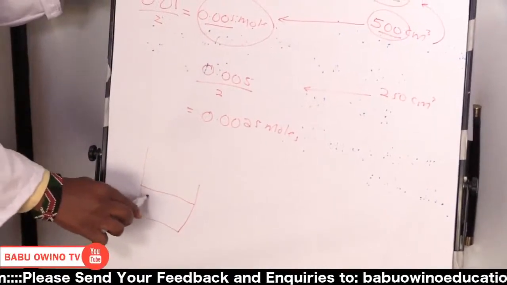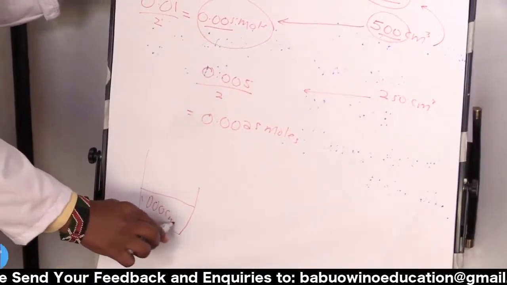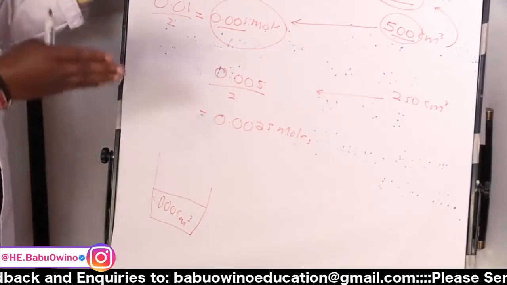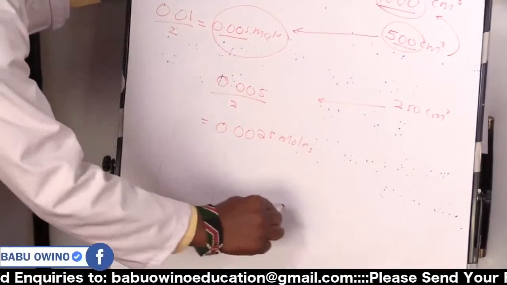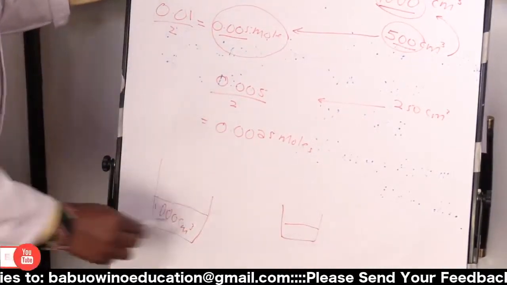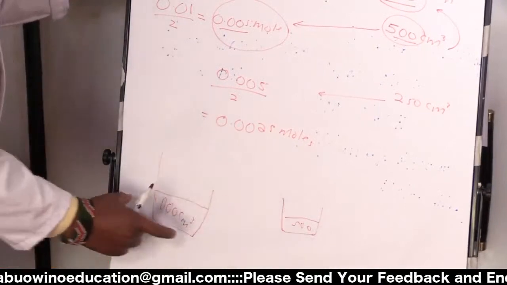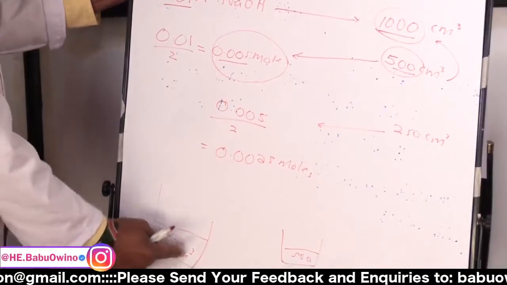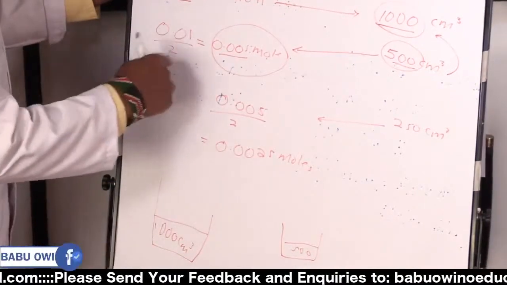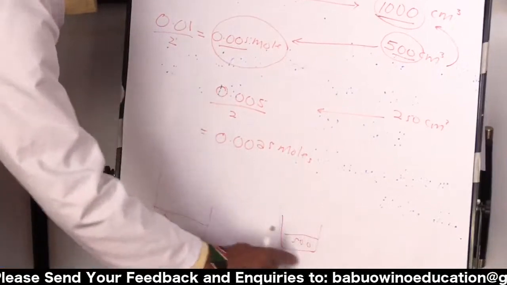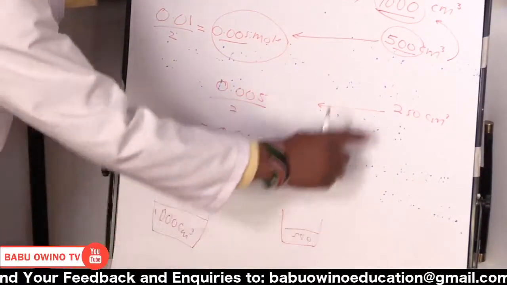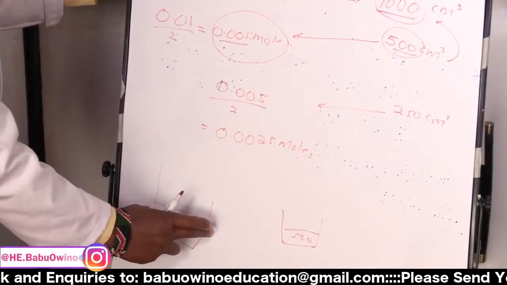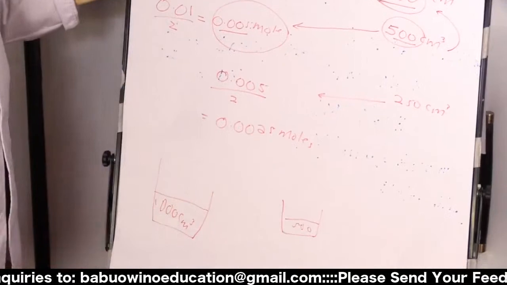It is 1,000 centimeters cubed. If you take 500 from it, the concentration does not change. And you take 500 and you put it there. What we are saying is here we have 0.01 moles in 1,000. So in 500, it is this divided by 2. And the moles here in 500 will be 0.005. That means this solution and this one have the same concentration.